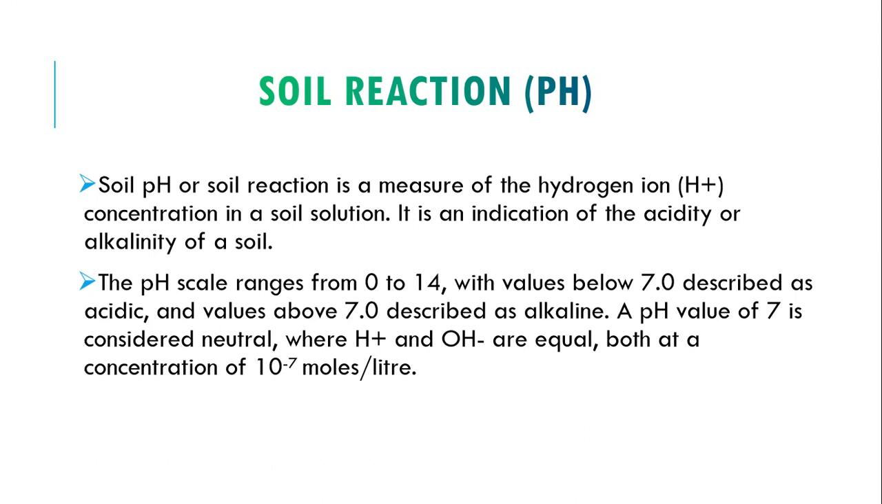The pH scale ranges from 0 to 14, with values below 7 described as acidic and values above 7 described as alkaline. A pH value of 7 is considered the neutral point, where the hydrogen and the hydroxide are equal, both at a concentration of 10 minus 7 moles per liter. So this is a simple introduction to soil reaction or soil pH.